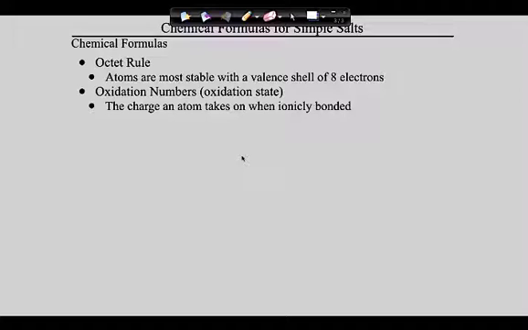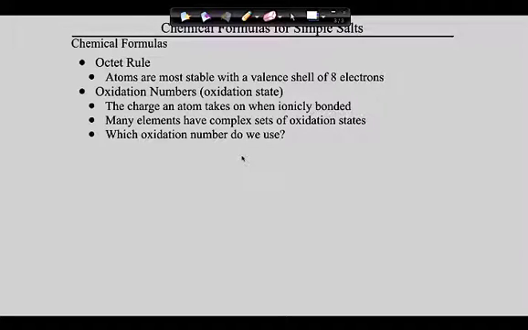Well, guys, join me in your notes. Here's what we now understand. Many of these elements have very complex sets of oxidation numbers. So the question then becomes this: which oxidation numbers are we going to use? Well, guys, here's the answer. It varies for the metals and the nonmetals. For the metals, these are the positive ones, right?